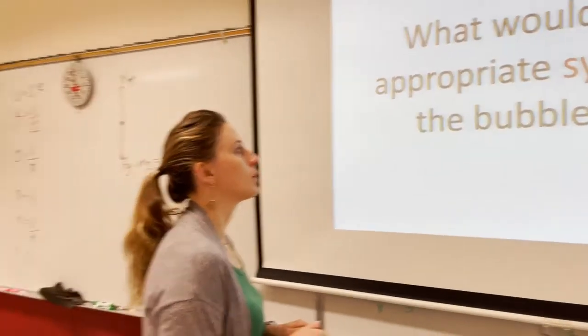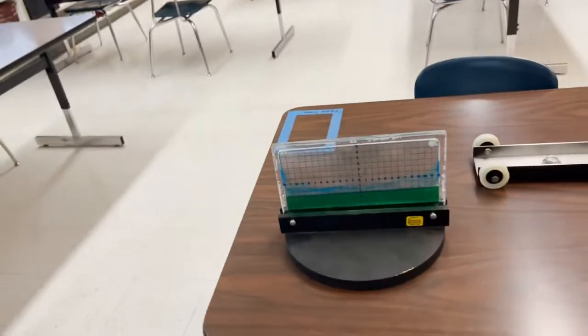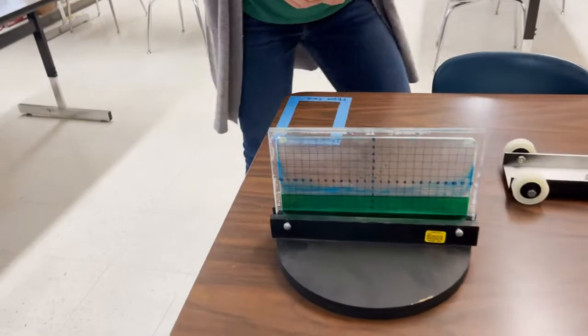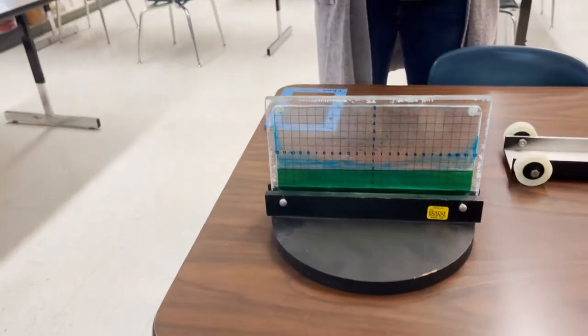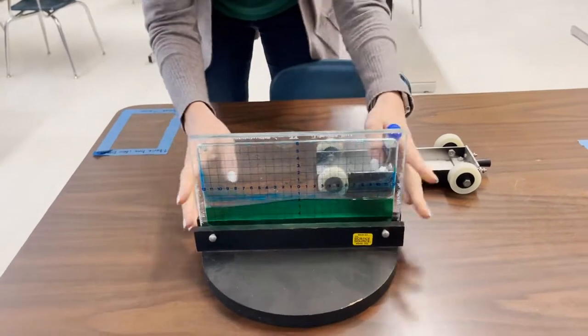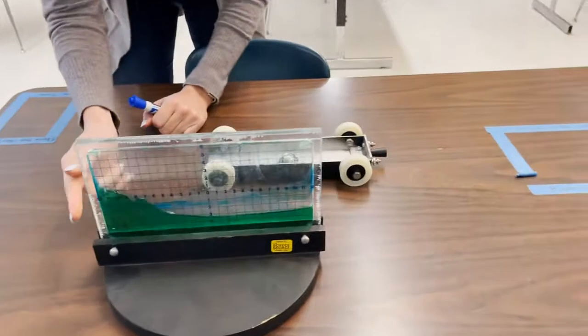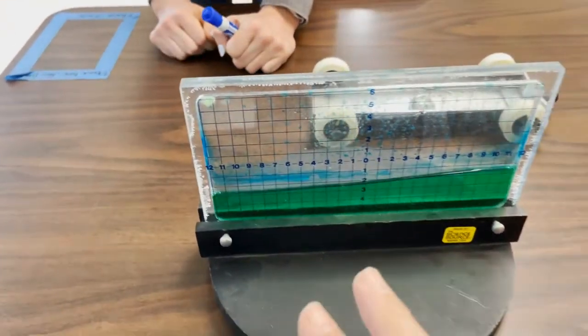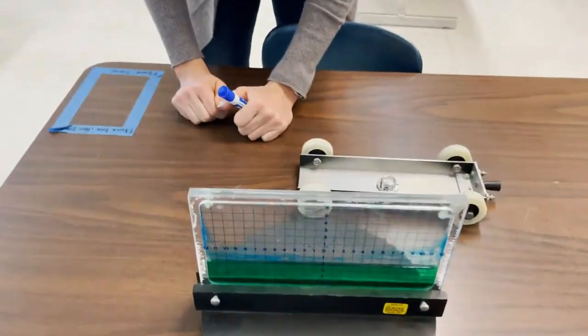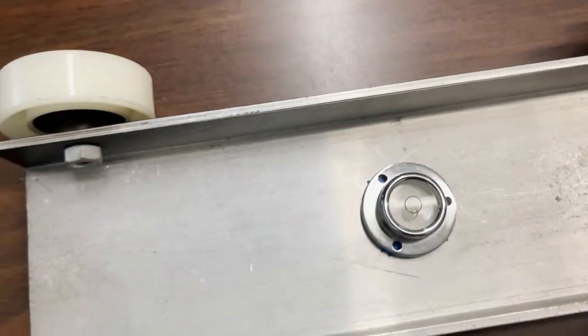What would be an appropriate system for the bubble part? Well, here's the accelerometer. If you push it to one side, the bubble shows the direction of the acceleration. The bubble goes forward because the water has inertia that resists the motion. And with a bubble cart, did you catch that? Okay, good.